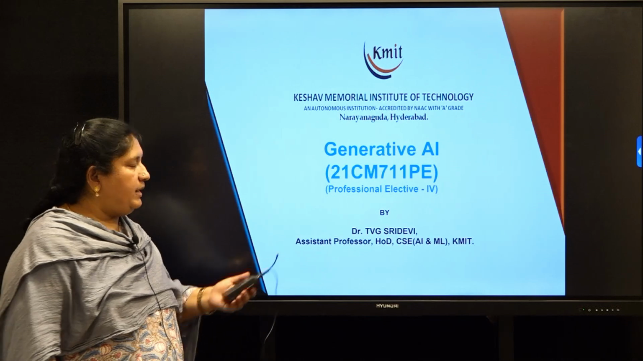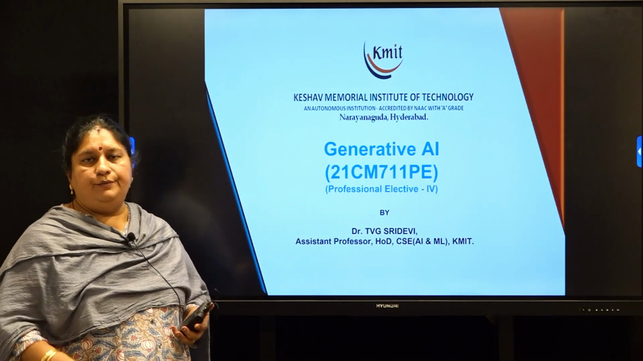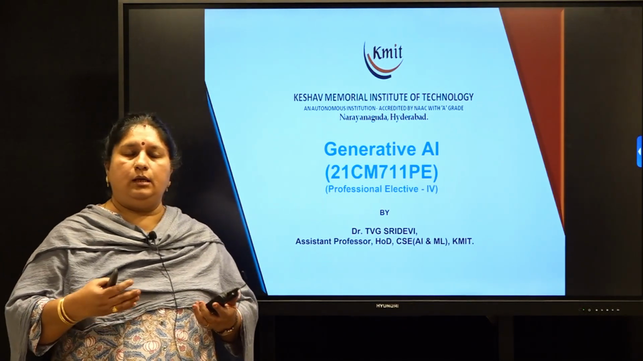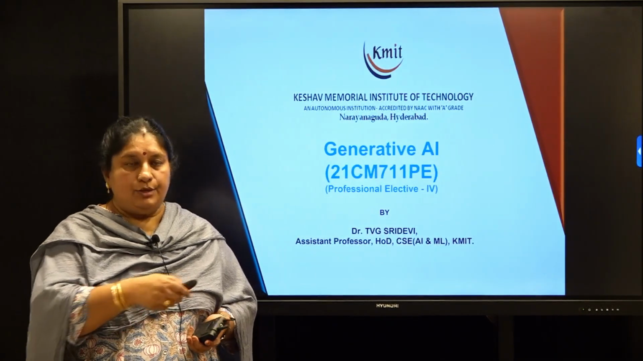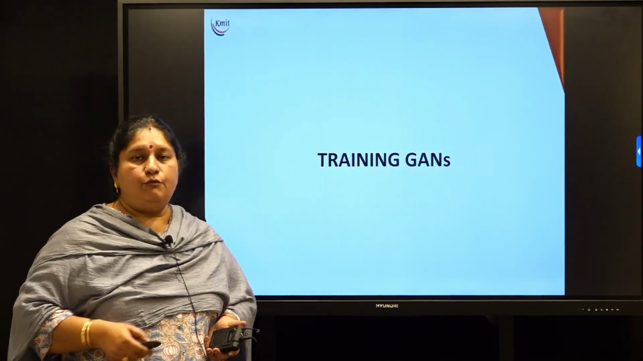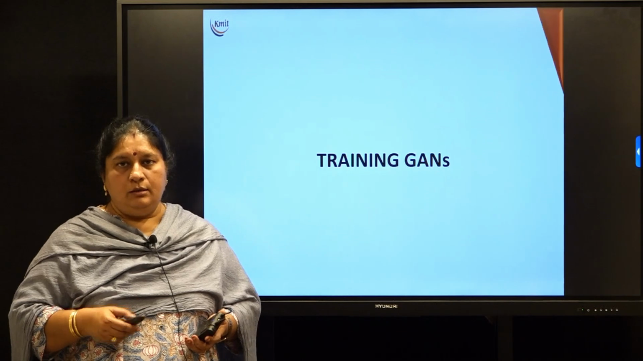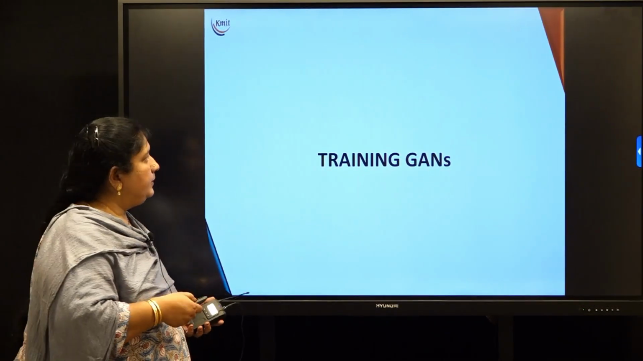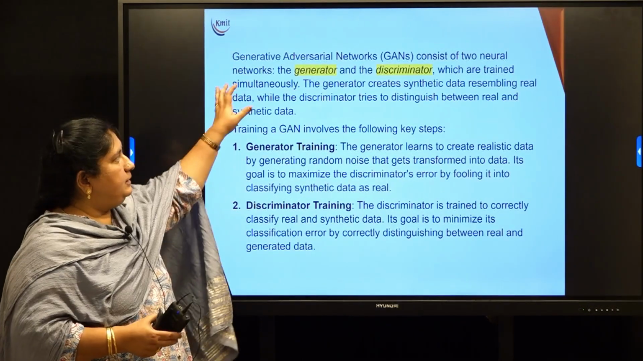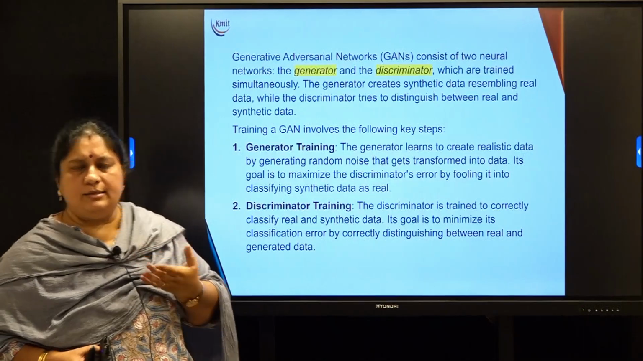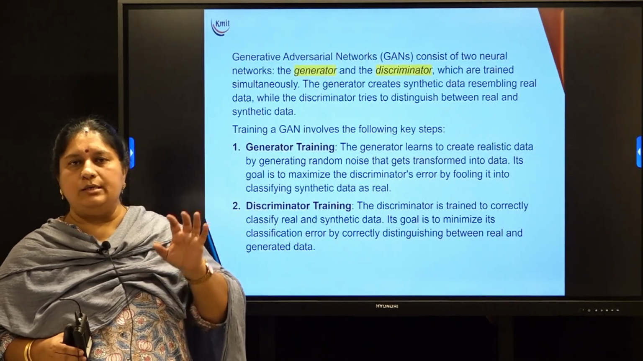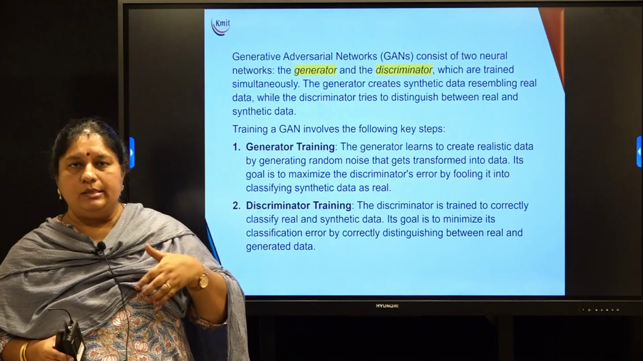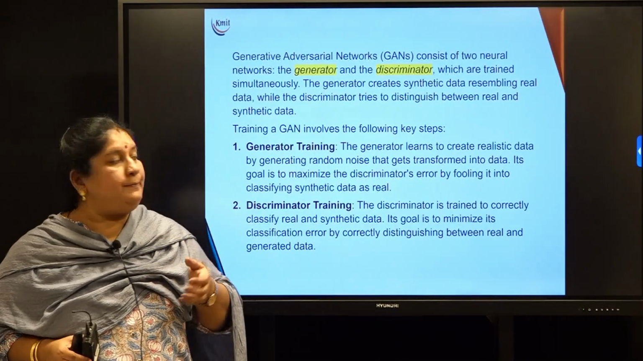Hello everyone. As part of learning generative AI, we were looking at the key components of GAN, generative adversarial networks. Today we shall see how we go about training a GAN while building the model. Whenever you are working with a GAN, we know by this time that it consists of two types of neural networks. One is the generator, the other one is the discriminator or the evaluator.